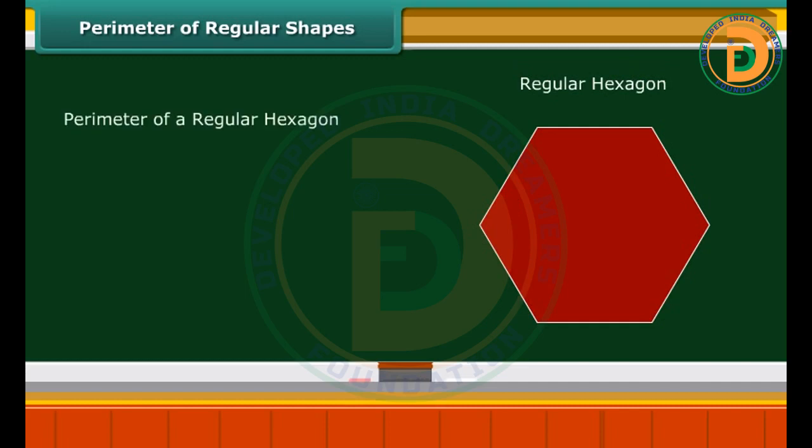Perimeter of a regular hexagon is 6 multiplied by its side. Suppose there is a regular hexagon of side 5 centimeters, then the perimeter of the regular hexagon is 6 multiplied by 5, which is 30 centimeters.